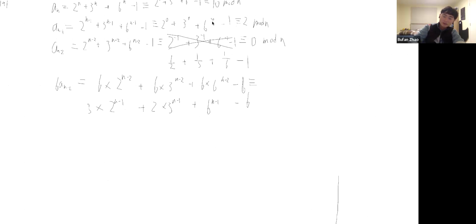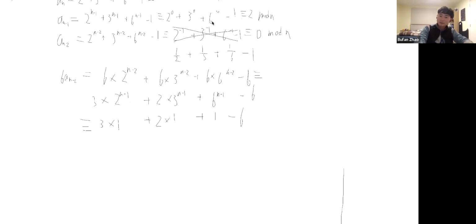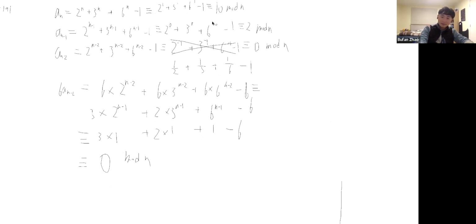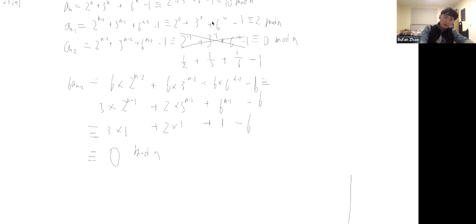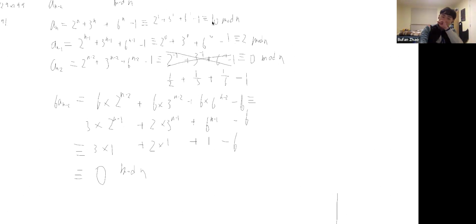Now, guys, what is this according to Fermat? That is 3 times 1, right? Now Fermat applies here, so this becomes 1, and this becomes a 1, and this becomes a 1. So this whole expression is going to turn into 3 plus 2 plus 1 minus 6, which is equal to 0. And now everything we did was perfectly legal. There's nothing involving fractions or decimals. Everything we did was in terms of integers.